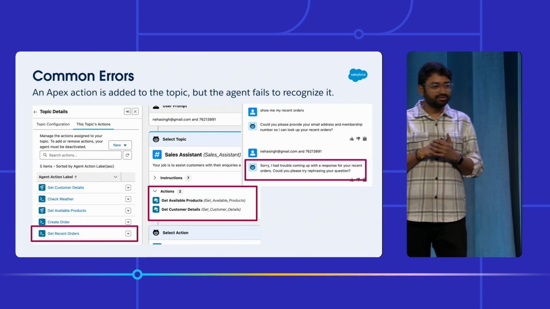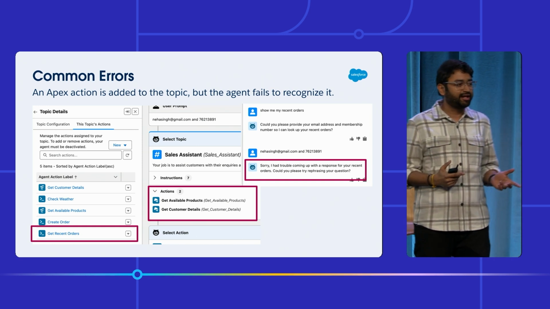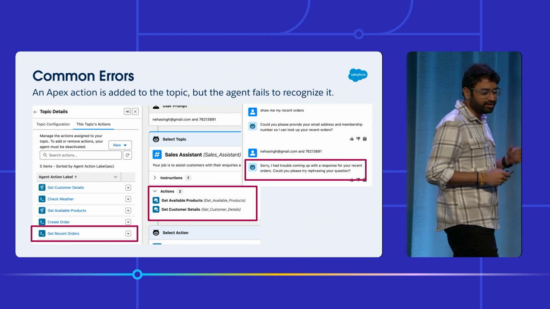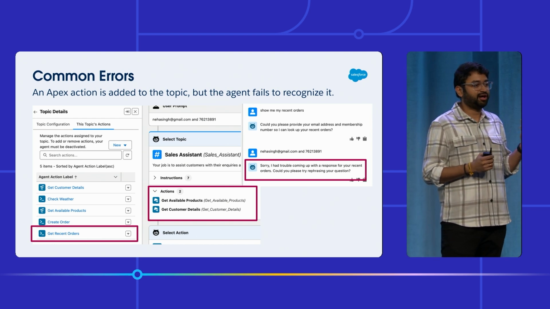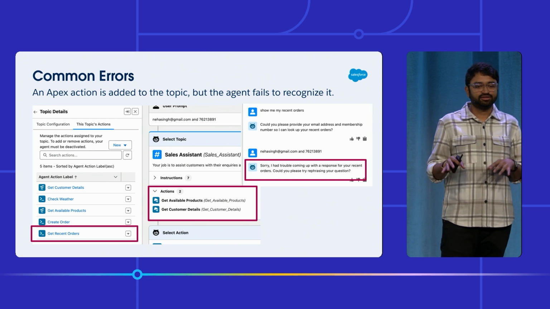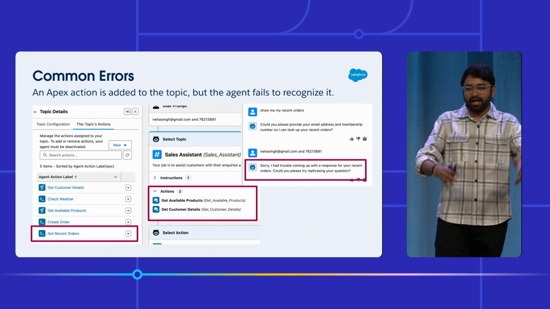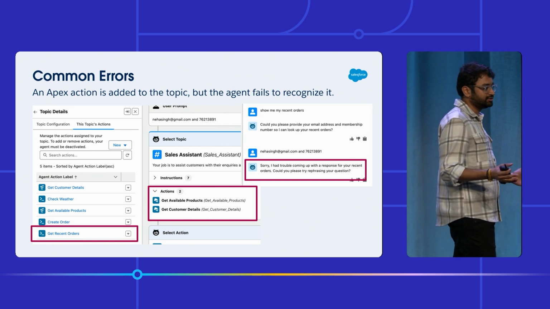Now, common errors. That was a lot of text. These are a few examples that I personally ran into when creating the agents, so I thought I'll put them on the slides. First and foremost, I've created an Apex action. I've put it on the agent, and I was trying to invoke that particular action. Then I realized in the planner that my agent action itself was not getting recognized.